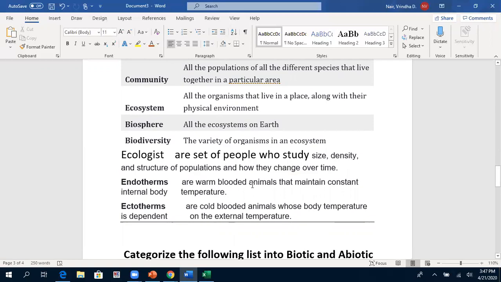Now, what does the term endotherm mean? Endotherms are warm-blooded animals that maintain a constant internal body temperature, which means their temperature will always be the same no matter what the outside temperature is. Ectotherms are cold-blooded animals whose body temperature is dependent on the external temperature, which means that if the external temperature is not good, then the ectotherms have to move away to a better temperature place.